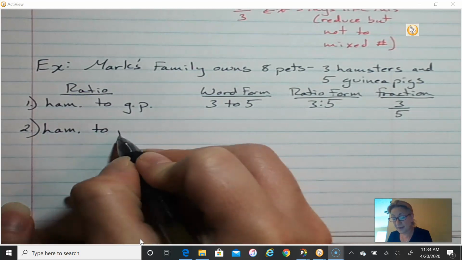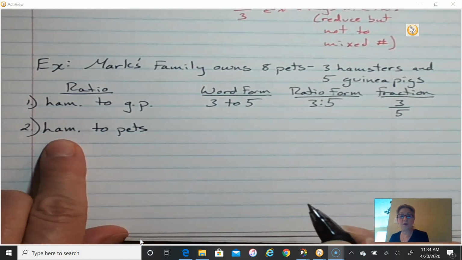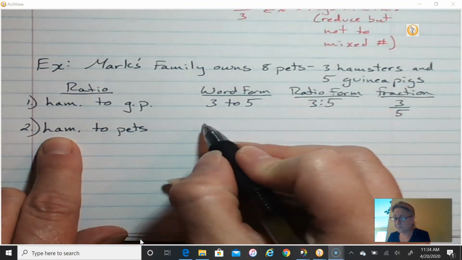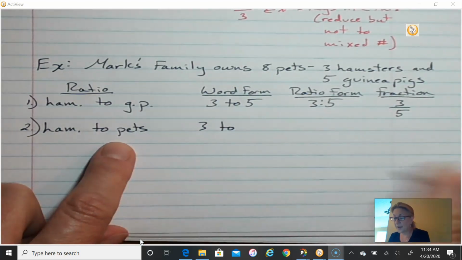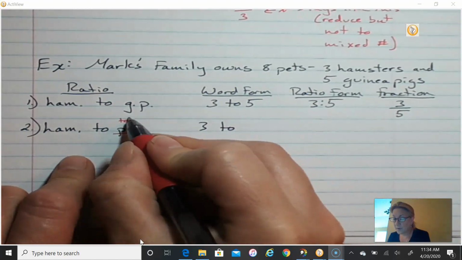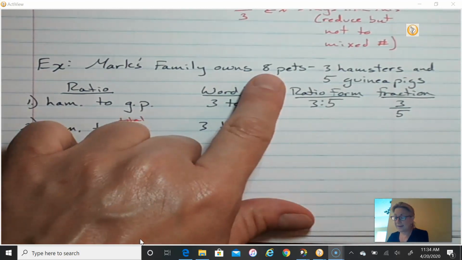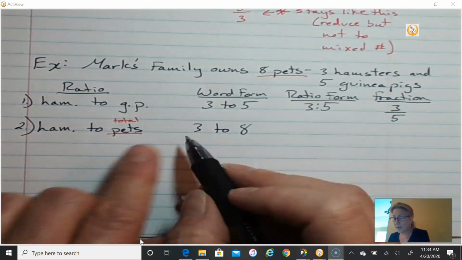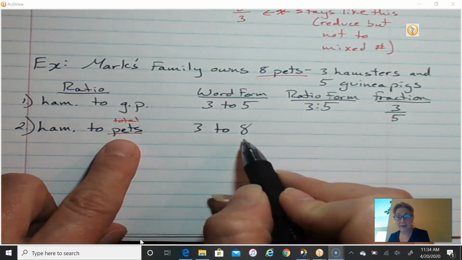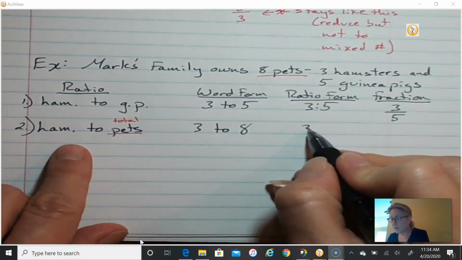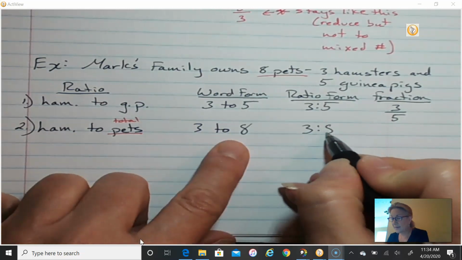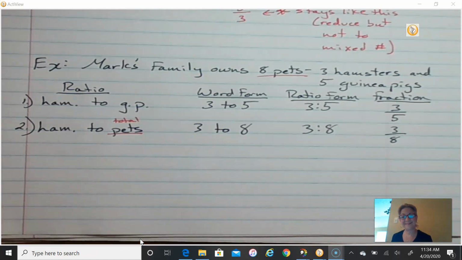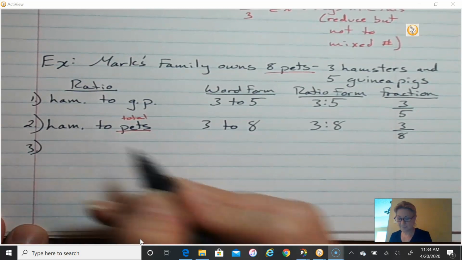Hamsters to pets. Okay, so we're going to do whatever's written first. Okay, how many hamsters are there? 3. How many total pets? They're looking for total here. Well, there was 8. 8 total pets, so it's 3 to 8. 3 hamsters to 8 pets. Ratio form, 3 hamsters to 8 pets. Fraction, 3 to 8. That's it.